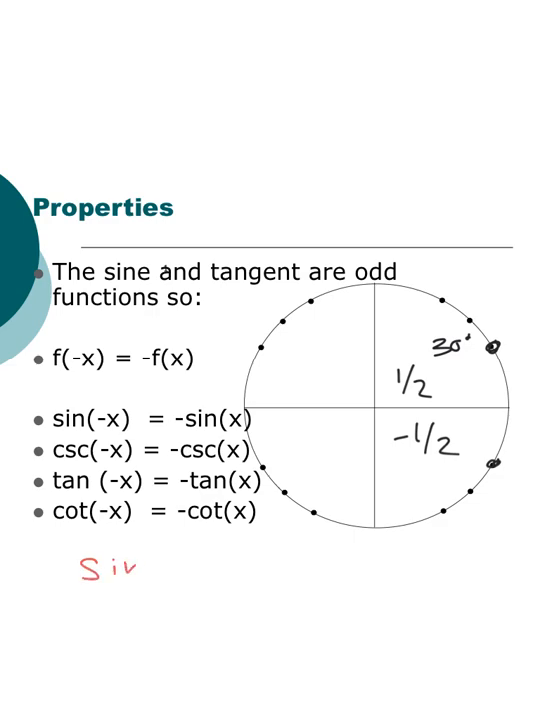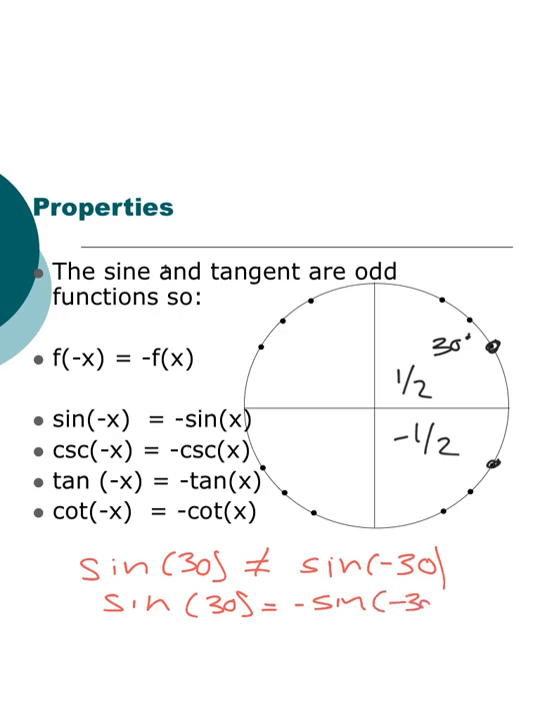So the sine of 30 degrees does not exactly equal the sine of negative 30 degrees, right? However, the sine of 30 degrees equals the negative sine of negative 30 degrees. So we see because it's an odd function, the difference is we have to put that negative in front to then make these functions the same.